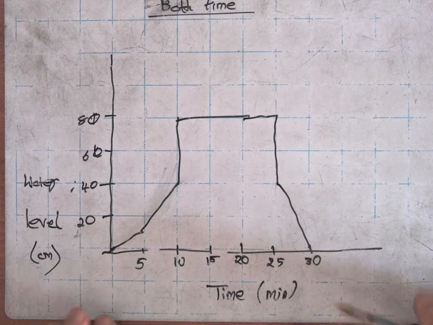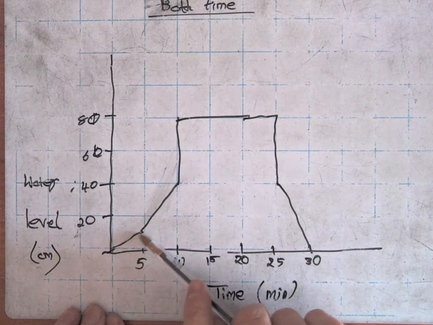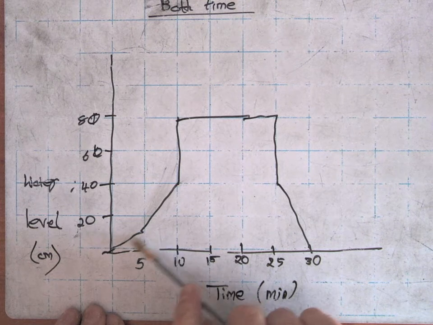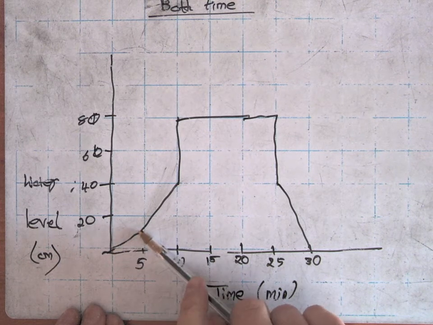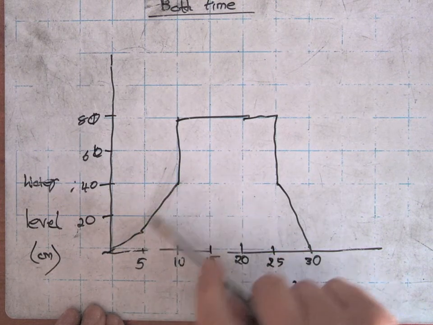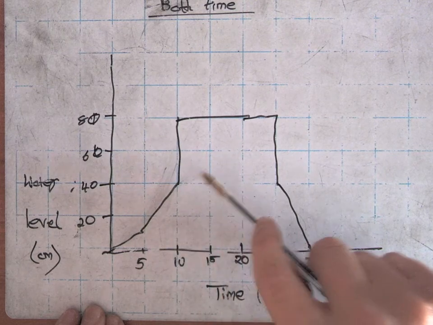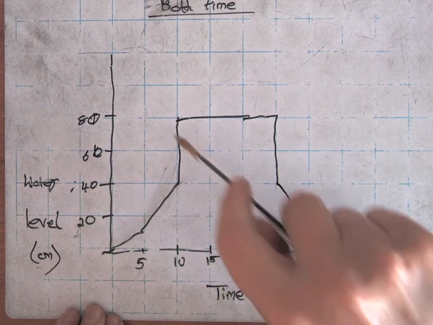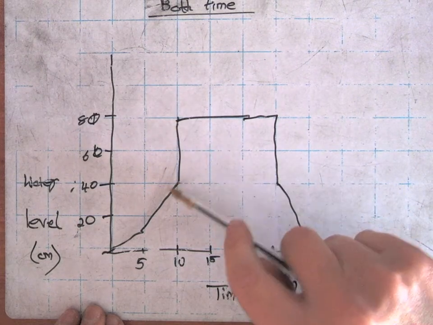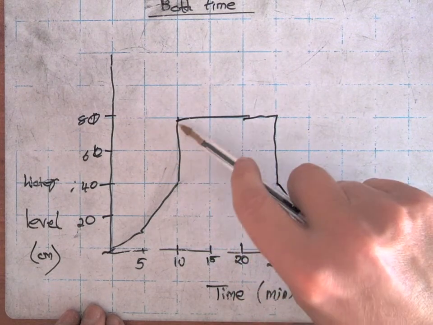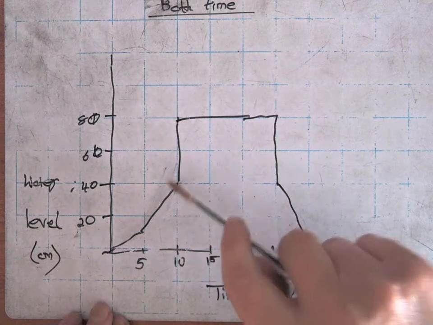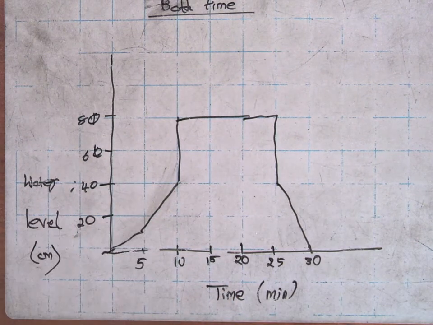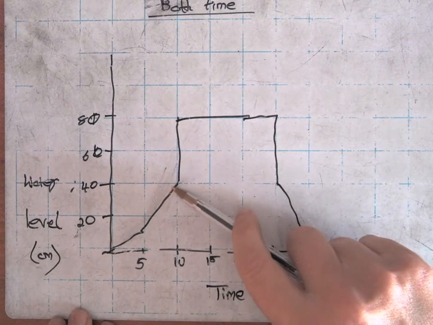For 5 minutes it's filling, the level is going up, so they've obviously turned on the tap. They probably had the hot tap on here, then it started filling faster, so they probably have both taps on here. After 10 minutes there's a sharp rise, so I think that's where the person got into the bath. So it took them 10 minutes to fill the bath, and they filled it up to 40 centimeters.